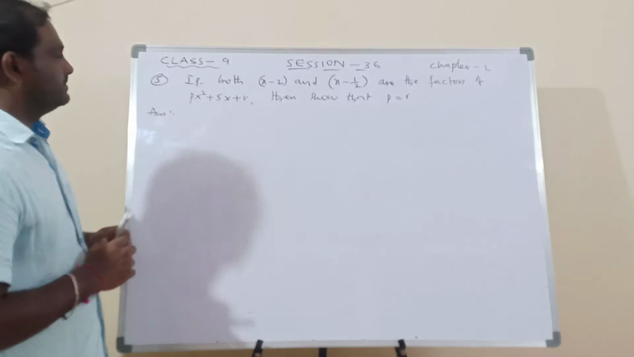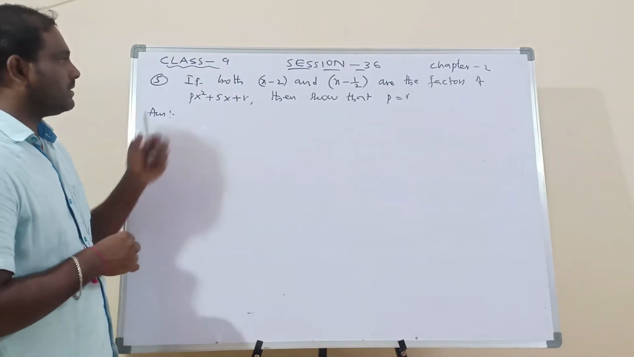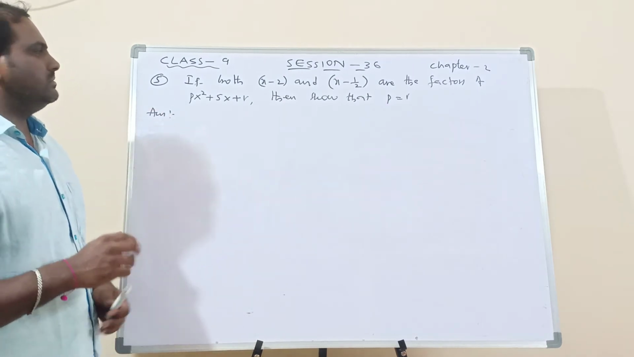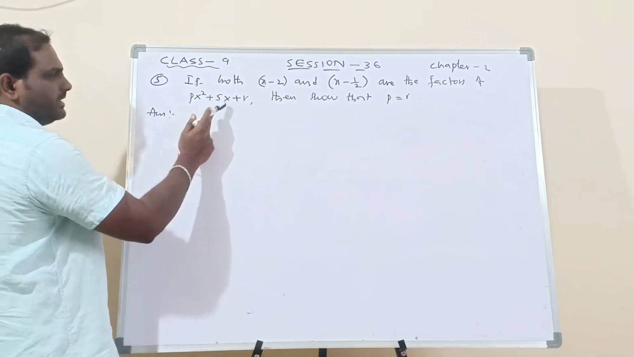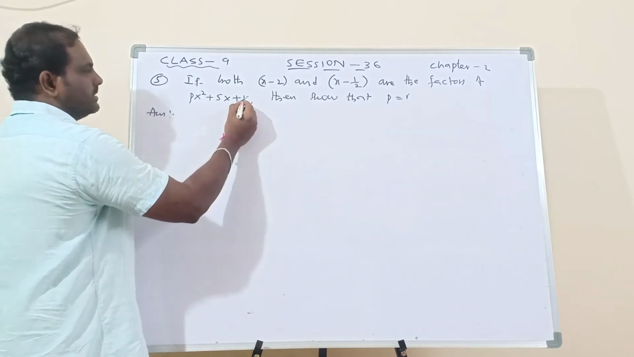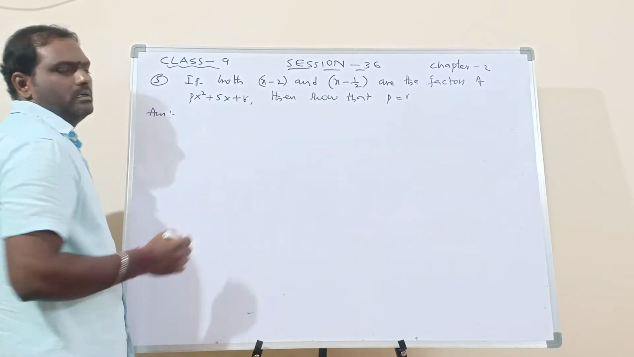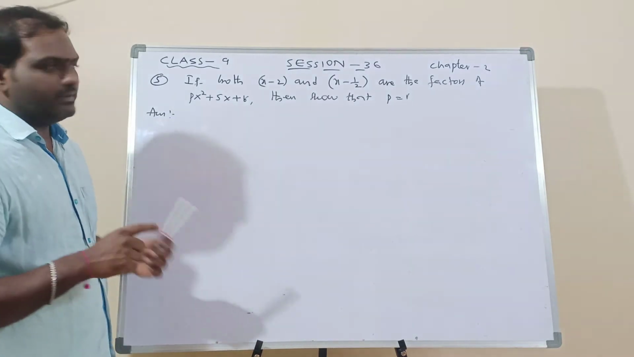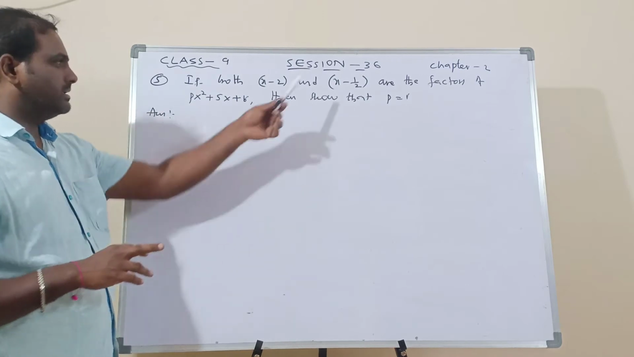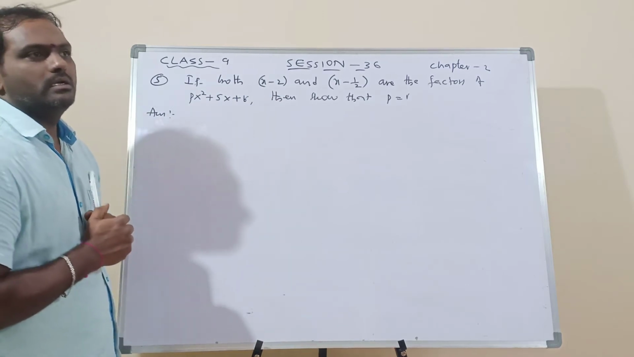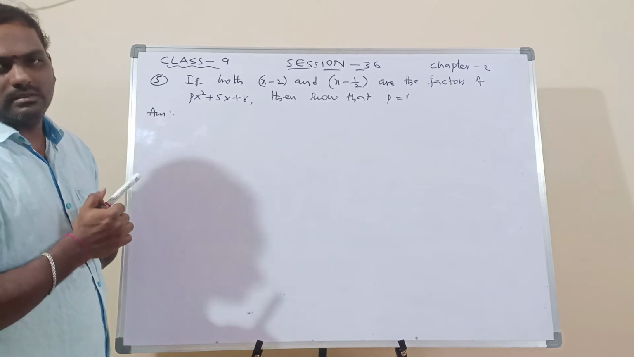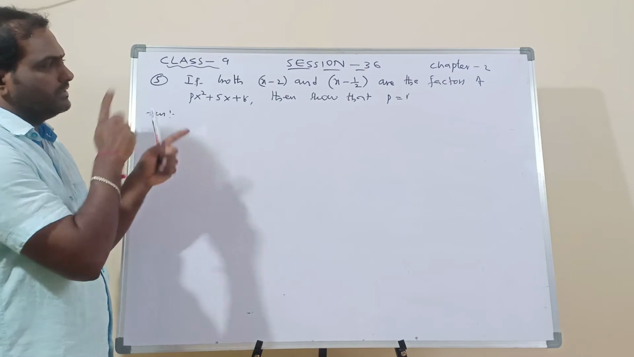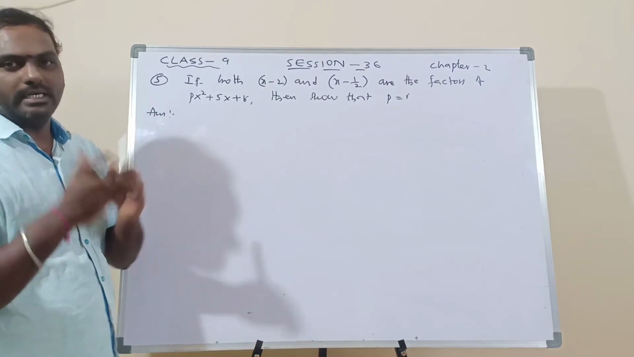I'll go for the next question. Question number 5. If both x minus 2 and x minus 1 by 2 are factors of px square plus 5x plus r, then show that p is equal to r. Okay, so here in this case, how to proceed? He's given that x minus 2 is a factor and x minus 1 by 2 is also a factor. So factors means what? If you substitute, the remainder is 0. That means if you substitute both the values, you will get the same answer, that is 0.